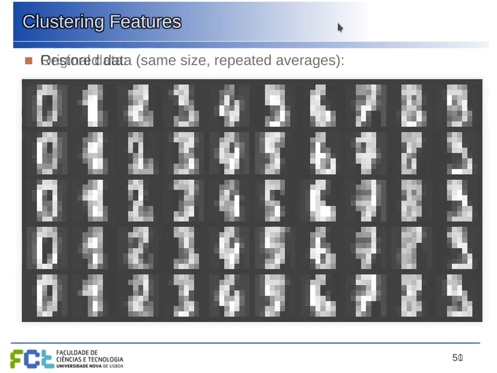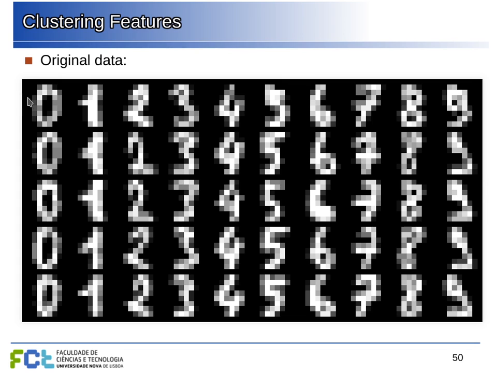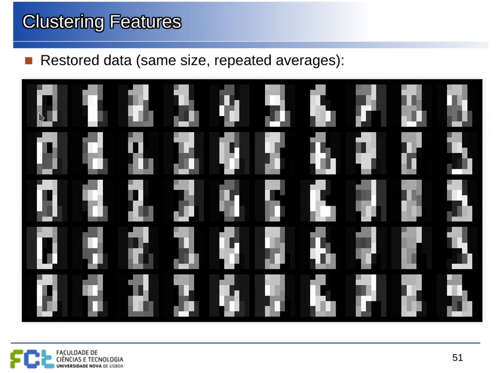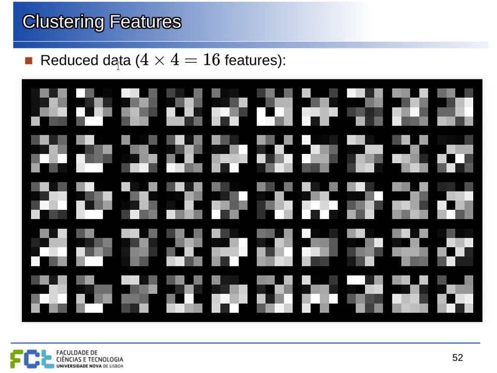So now we can reduce the data. This is the original data. This is the data reduced and then restored. So we still have 64 pixels here, but now the clusters of pixels that are similar will have the same value, which is the average of the pixels in the original data. So this will be the value for this region here, another region here, and so on. But we can actually use only the 16 different values, and so we can convert our data into a representation that only has 16 features. For example, representing with images of 4 by 4 pixels.